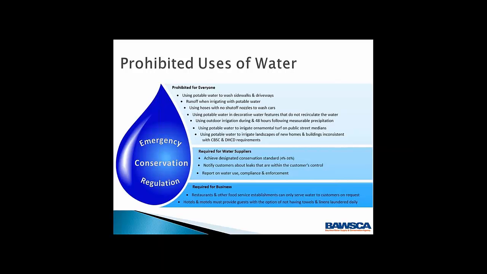using potable water in decorative water features that don't recirculate, irrigating or watering your lawn or your plants during or within 48 hours of measurable precipitation, using potable water to irrigate turf on street medians, and using water to irrigate landscapes of new homes or buildings inconsistent with the building code requirements. Many of these are things that were already not allowed within specific communities, but these are now statewide restrictions.